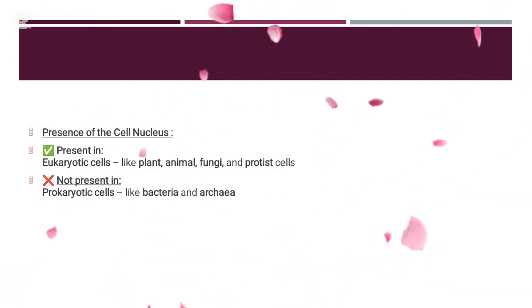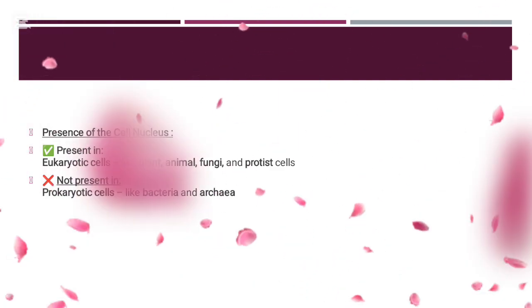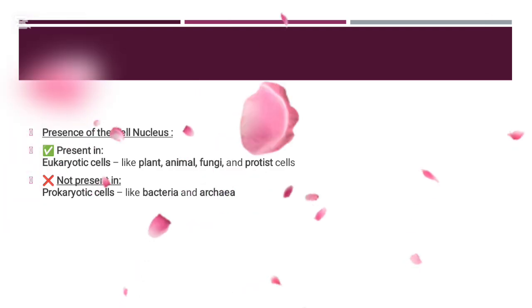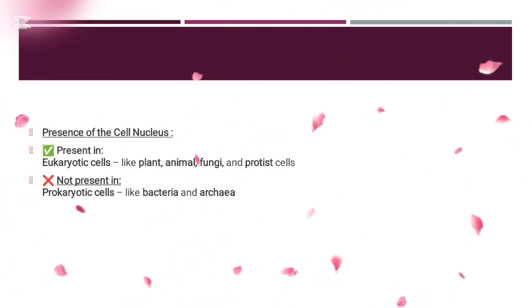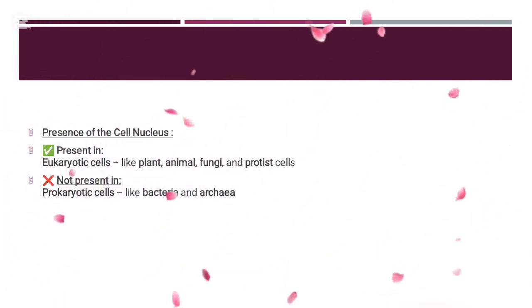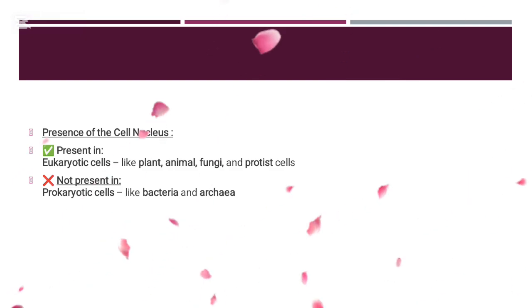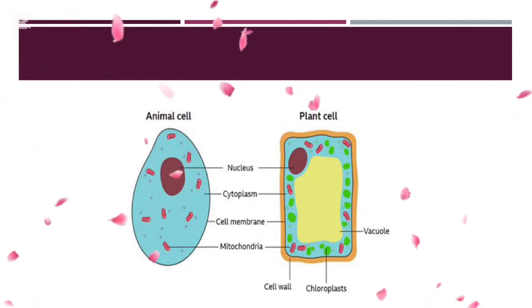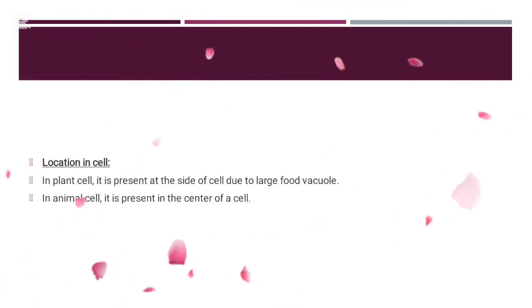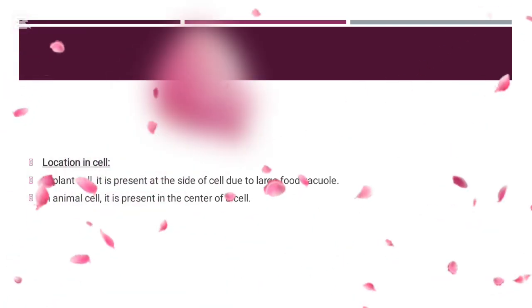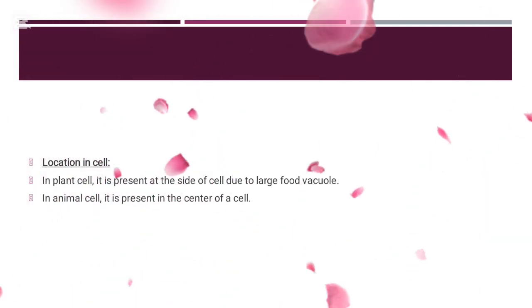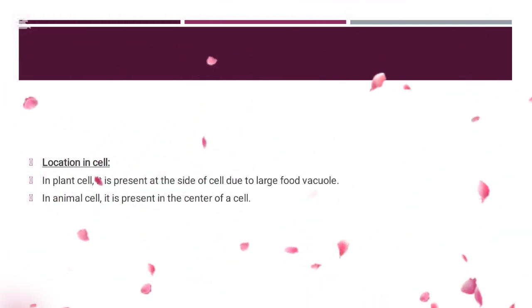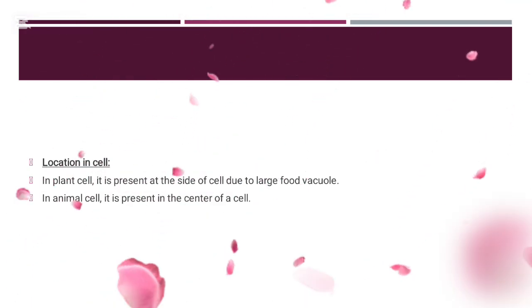Presence of the cell nucleus. It is present in eukaryotic cells like plant, animal, fungi, and protist cells, and it is not present in prokaryotic cells like bacteria and archaea. Location in the cell. In plant cells, it is present at the side of the cell due to the large vacuole, and in animal cells, it is present in the center of the cell.